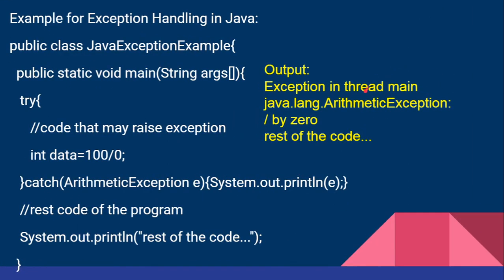Exception in thread main java.lang.ArithmeticException. What does it mean? Java is the main package, lang is the sub-package, and ArithmeticException is the error, that is the exception class.